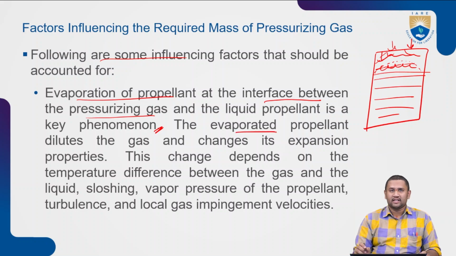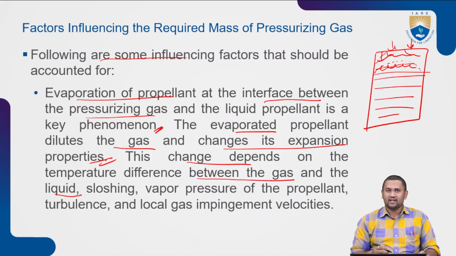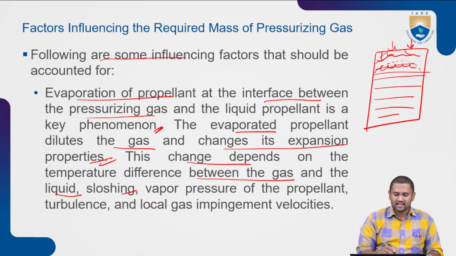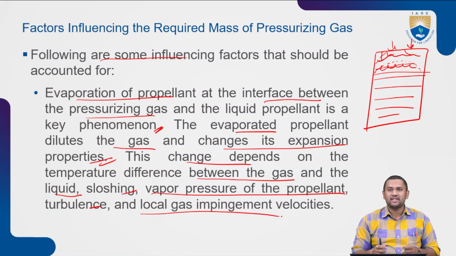The evaporated propellant dilutes the gas, and that changes the expansion properties of the gas, right? This change also depends on the temperature difference between the gas as well as the liquid. Now, as there is a small cavity available within the propellant tank, sloshing as well as the vapor pressure of the propellant, turbulence and local gas impingement velocities will differ, right? And based on this, the properties of the gas may change.